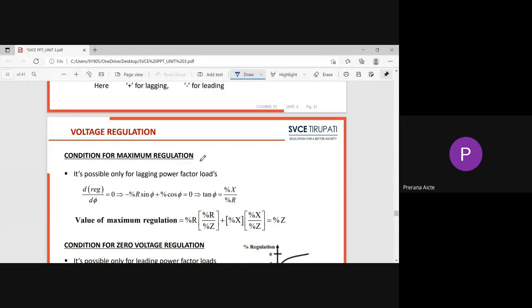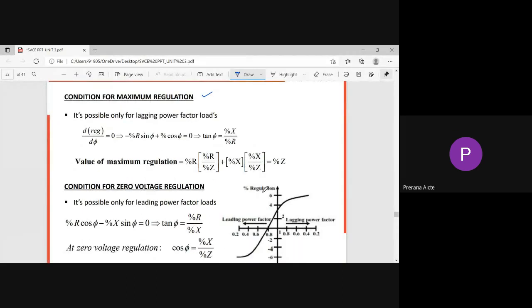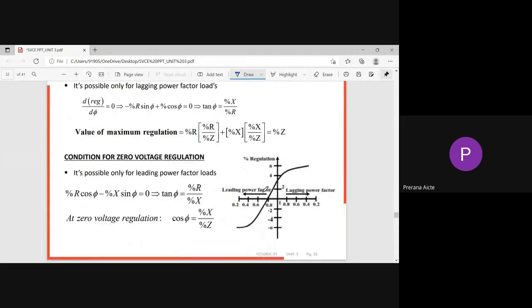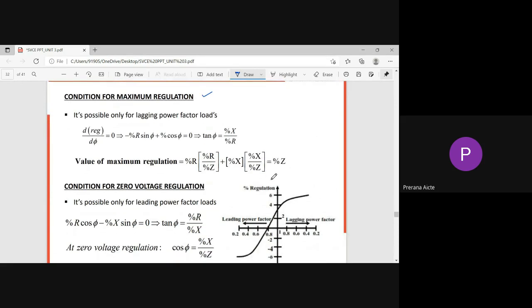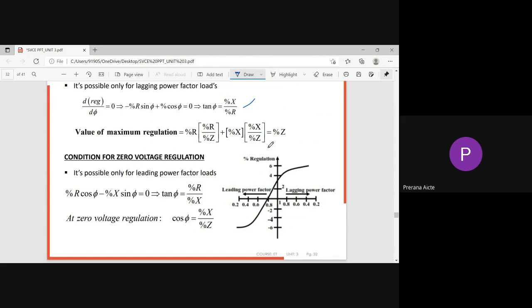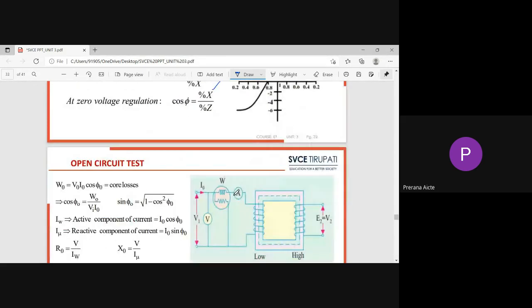Now let us take the condition for maximum voltage regulation. Where can we get the maximum voltage regulation? At lagging power factor we obtain the condition for maximum voltage regulation, that is tan φ equal to percentage X by percentage R. The condition for minimum voltage regulation, where we can obtain zero voltage regulation, is nothing but percentage X by percentage Z.